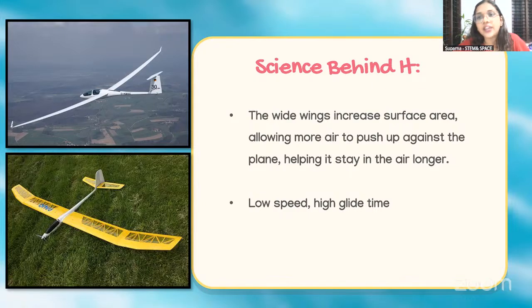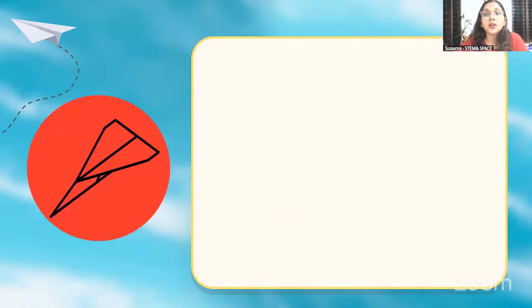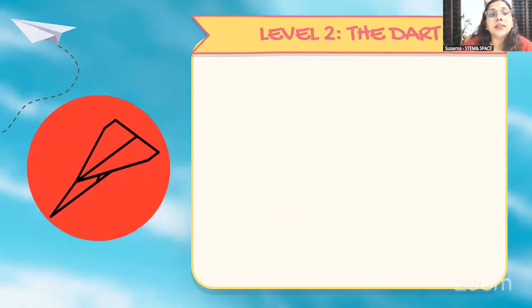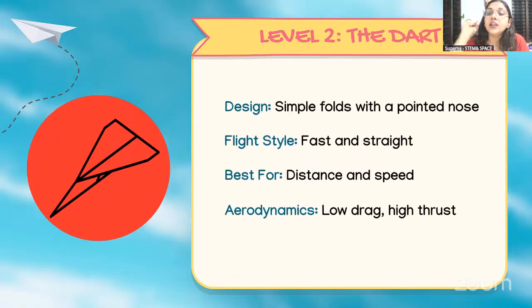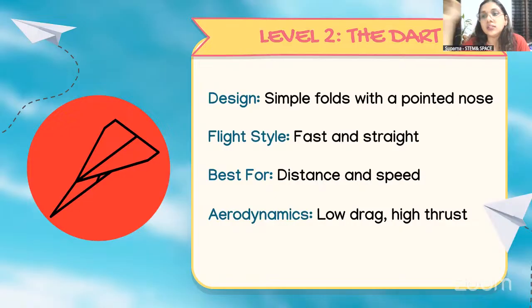So this is the very simplest airplane model, but let's make it a little bit more advanced. Now what we are going to make is a plane called dart. The dart we all play, right? When you have a target and you have a dart and you throw it with a very high speed, it will go and strike the target. So that's the same principle behind our dart also.